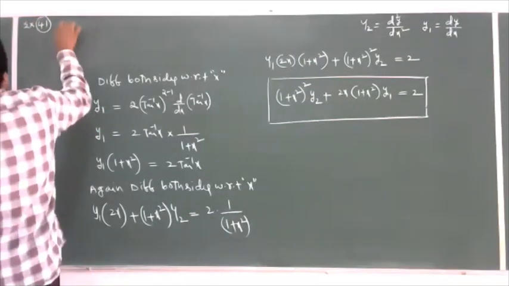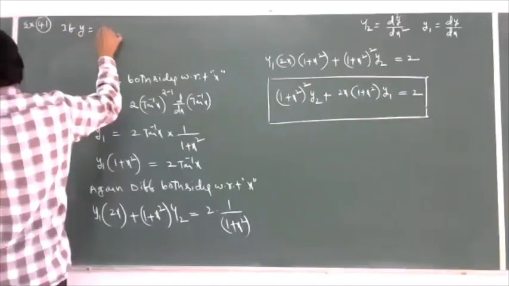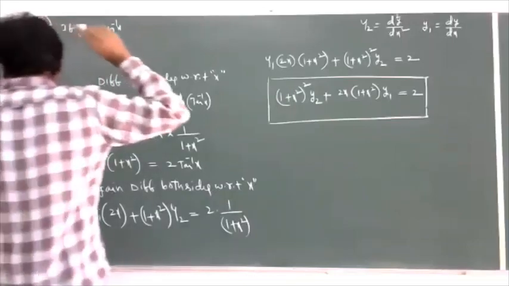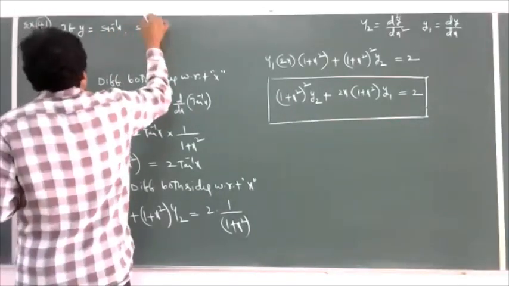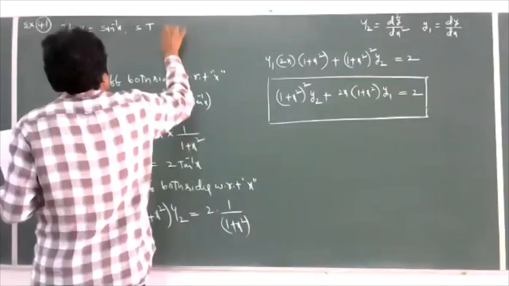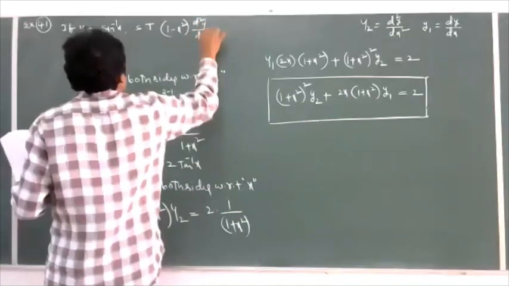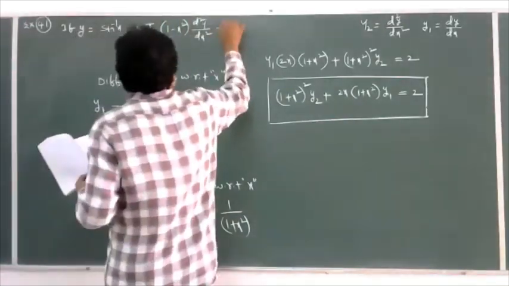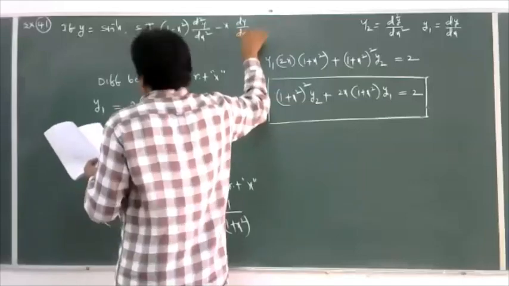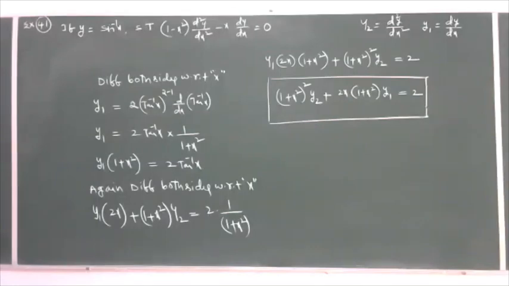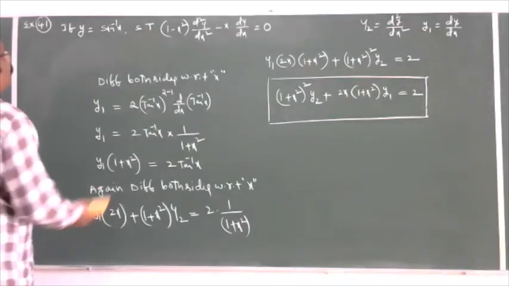If y is equal to sin inverse x, then show that 1 minus x square into d square y by dx square minus x into dy by dx is equal to 0.